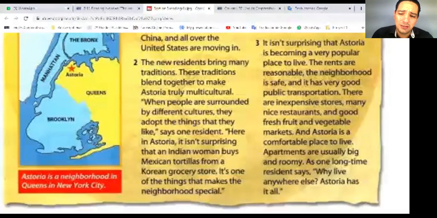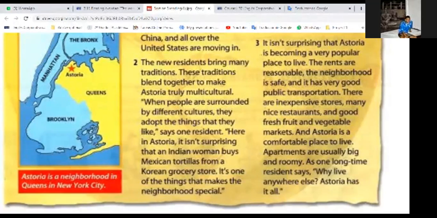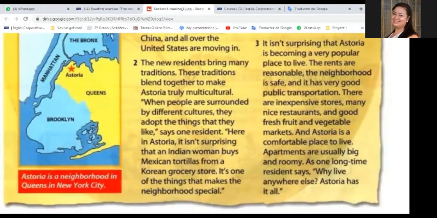Why live anywhere else? Because that place is fantastic. Sí, pero ¿cómo es la pregunta en español? Why live anywhere else? ¿Por qué vivir en otro lugar? Queens has it all. La historia lo tiene todo.